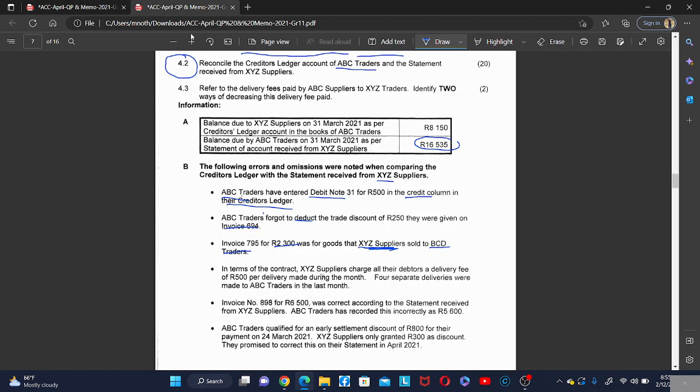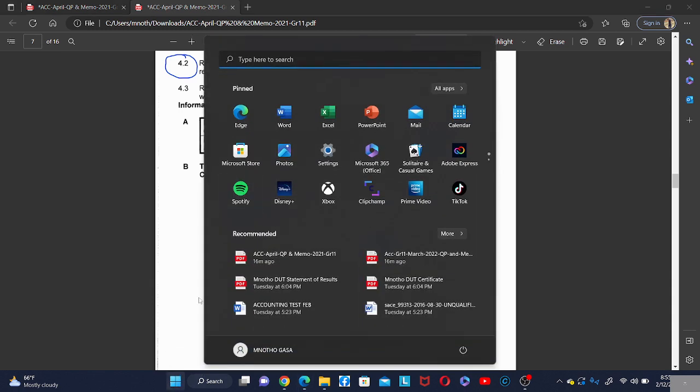And then in terms of contract, XY suppliers charge all their debtors a delivery fee of 500 rand per delivery made during the month. 4 separate deliveries were made to ABC traders in the last month. So, calculator, let's calculate.